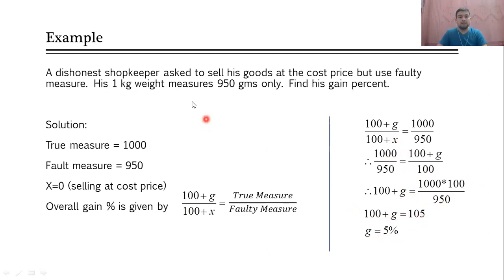That means if he's using faulty measurements, then how much gain is he getting in percentage? 5%. That means he's gaining a profit of 5%. Okay, so this is how you have to use this formula in such type of problem. So this problem is clear.